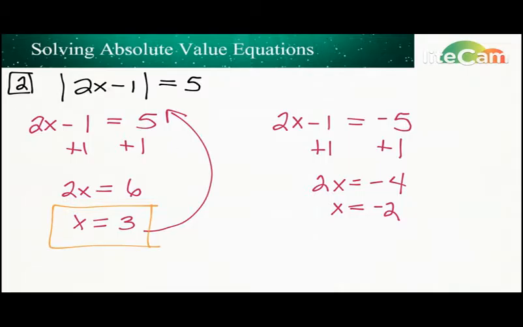Now let's take the negative 2 and plug it back in. So if I plug in negative 2 into here, I get negative 4, and negative 4 minus 1 gives me a negative 5, but the absolute value of negative 5 is a positive 5. So therefore, I know negative 2 works. And these are my answers for number 2. All right, let's try another one because they get a little different.